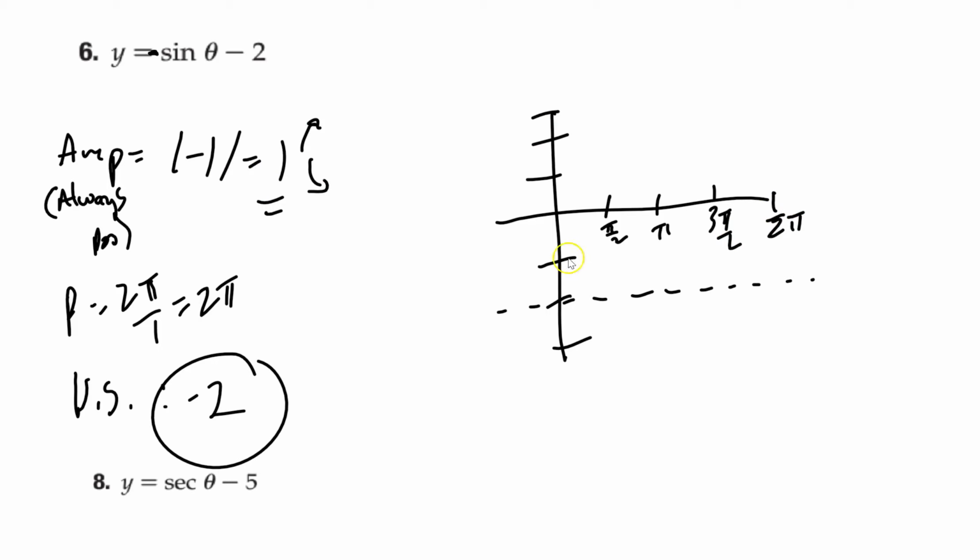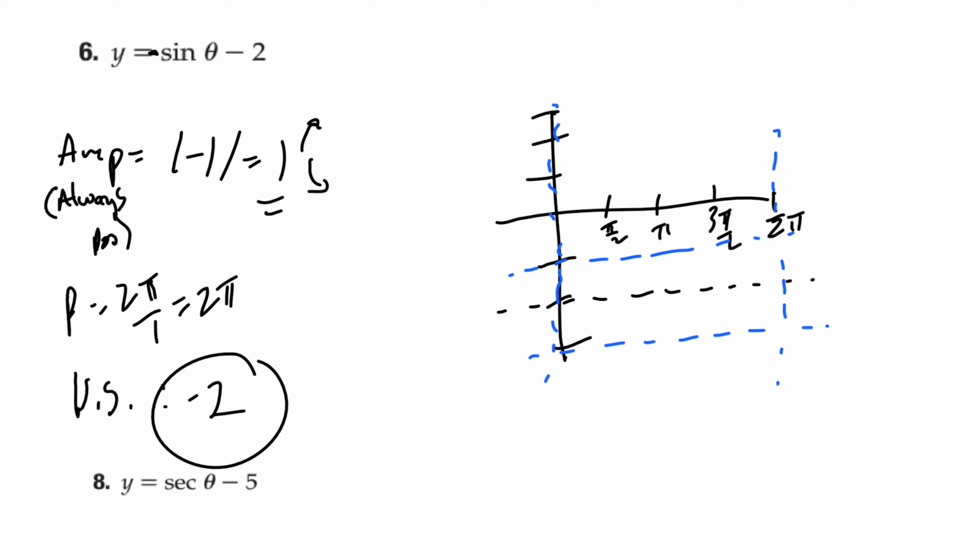My amplitude is 1, so I'm gonna go up 1 from my middle, and down 1 from my middle. I'm starting at 0 because there's no phase shift. I'm ending at 2 pi. So that's like the little box where I'm drawing my graph.